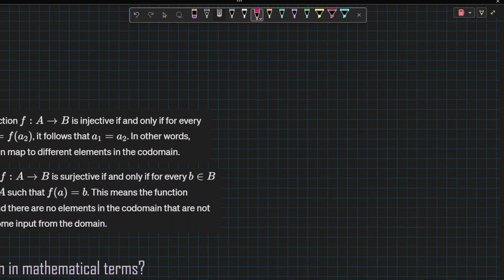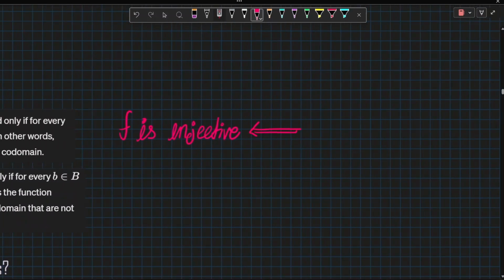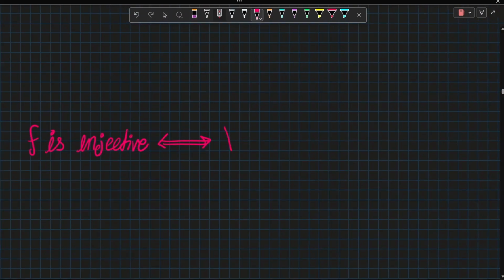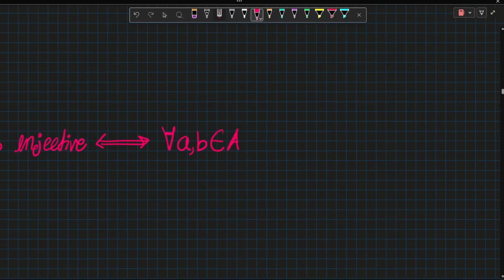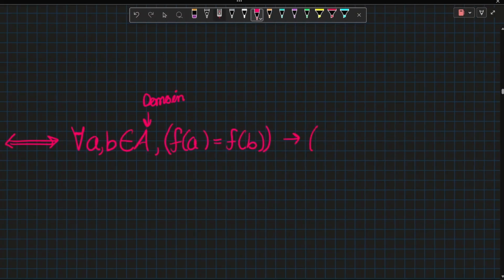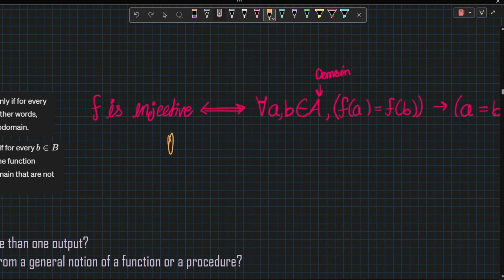What we are asking is, is our function f injective? If and only if, for all elements a, b, two distinct elements from the initial set that it works on, or what we call the domain, if at any point we have that f(a) is equal to f(b), if this statement is true, then this must imply that a is equal to b. So that's the exact mathematical definition of injective.